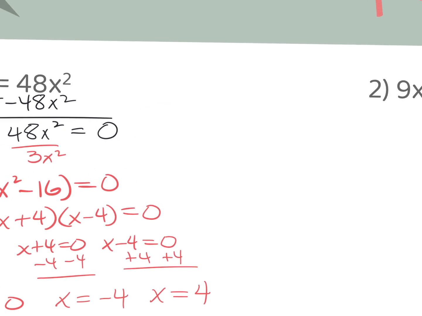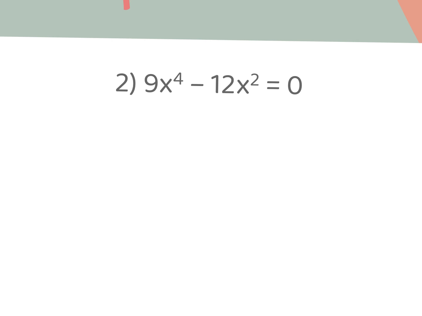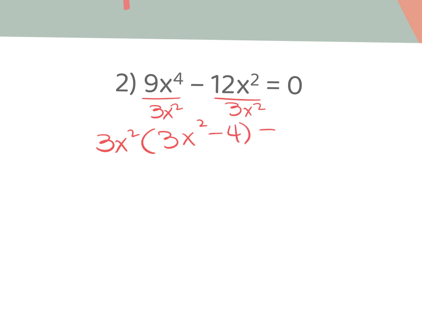So for number 2, the problem is 9x to the 4th minus 12x squared equals 0. Again, this one's already set equal to 0 for me. Notice I do not have the difference of 2 squares here, but I do have a GCF that I can divide both of them by. I can divide both of them by 3x squared. So that's what I'm going to do, is factor out the GCF first. What remains is 3x squared minus 4 equals 0.